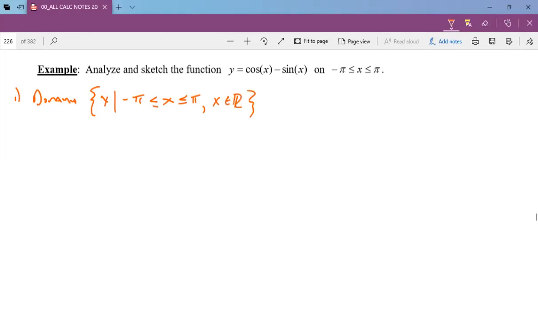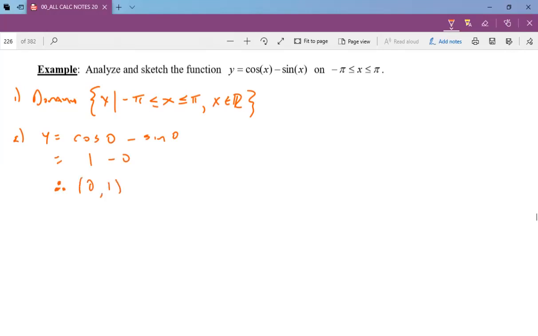All right, number 2 says determine your x-intercepts and y-intercepts. So with number 2, we're going to let y equal cos of 0 minus sine of 0, and it equals 1 minus 0, which is 1. So therefore, x is 0, y is 1 is our y-intercept.